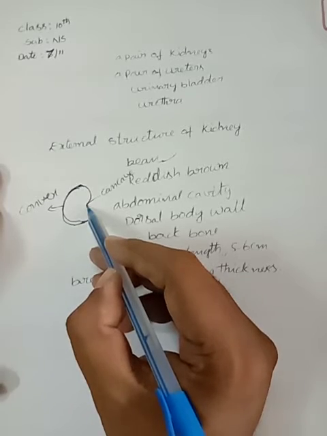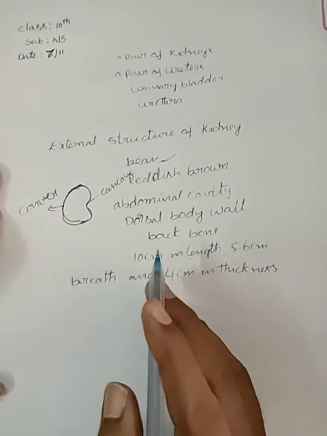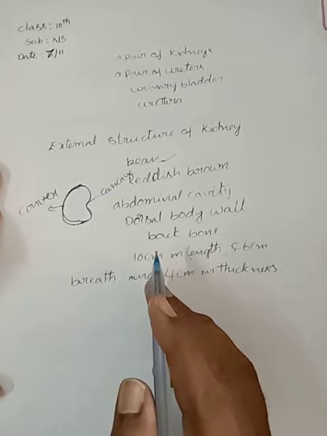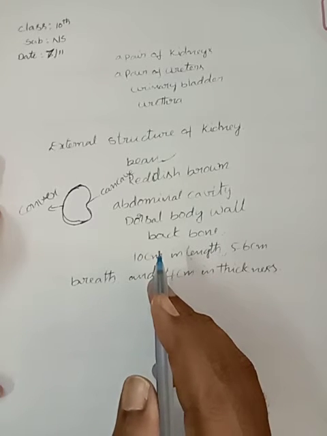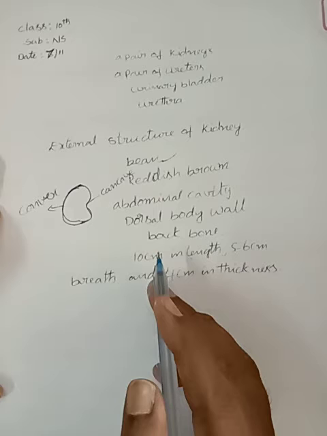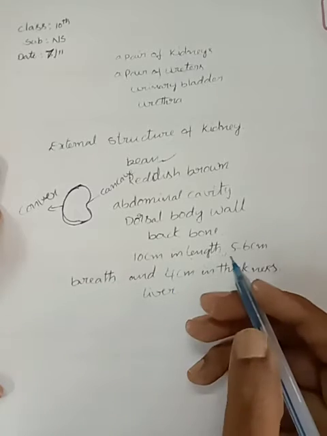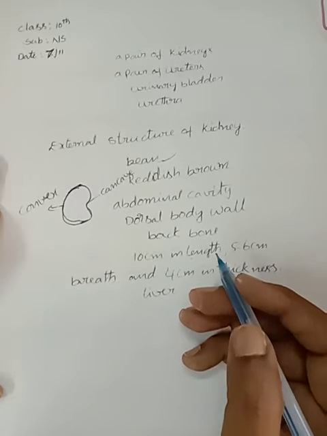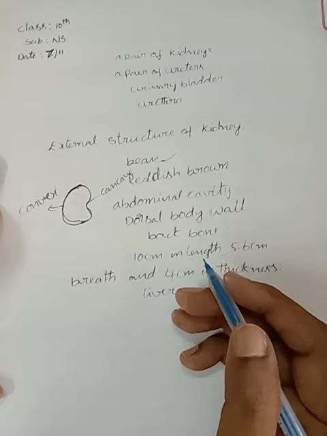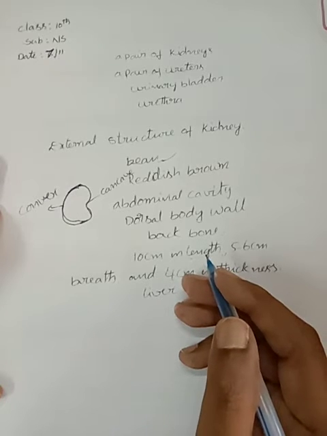Okay, children, why is the right kidney slightly lower than the left side kidney? Because the position of the right kidney is lower than the left side kidney due to the presence of the liver above the right side kidney.